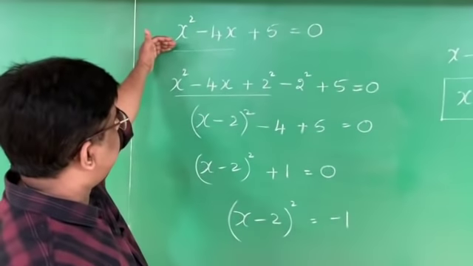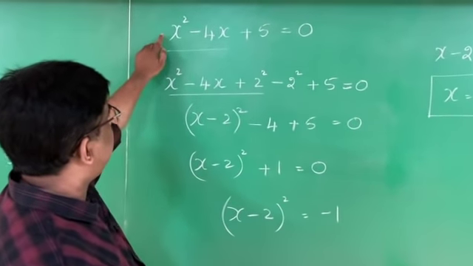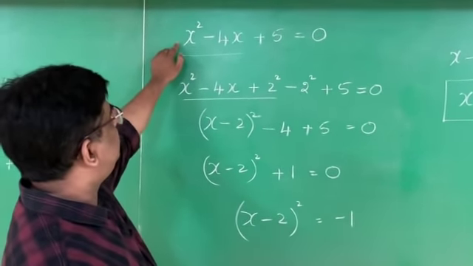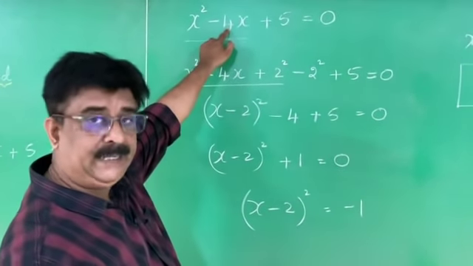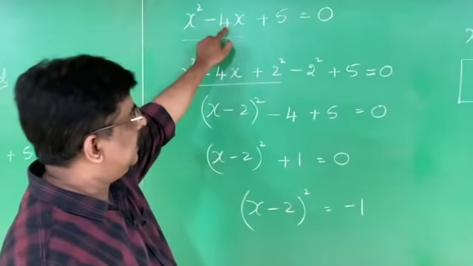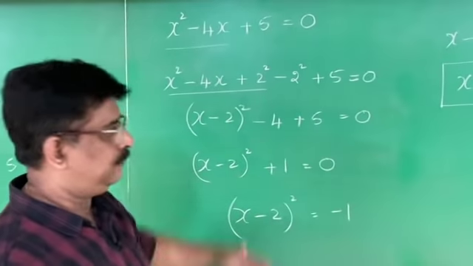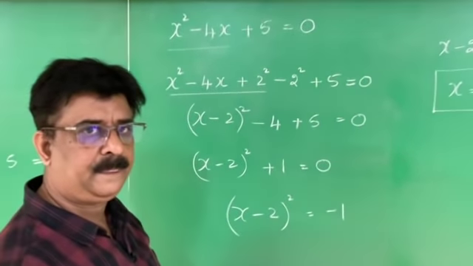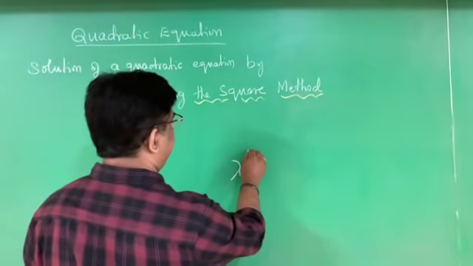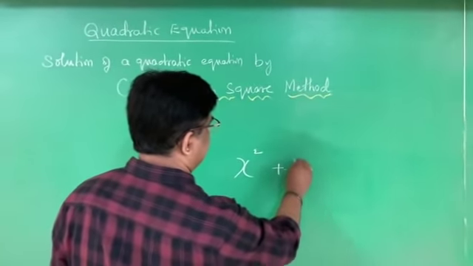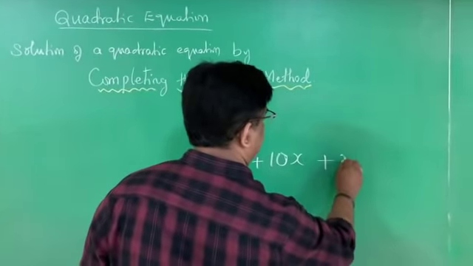Identify the equation, but only one caution we have to consider is the coefficient of x square should be 1. Then you have to take half of the coefficient of x. Square that, add and subtract, and add with the constant and simplify. Right? Easy example, x square plus 10x plus 3 is equal to 0.